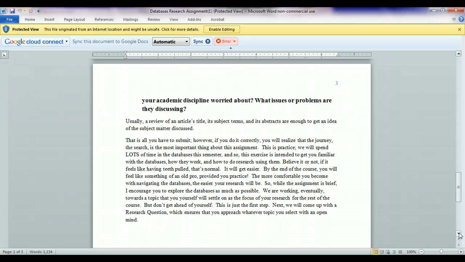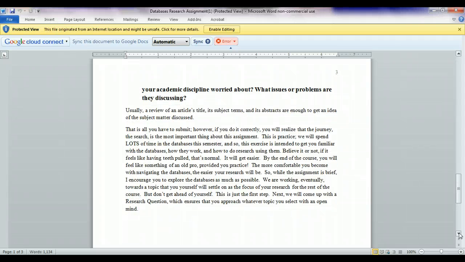We are working eventually towards a topic that you yourself will settle on as the focus for your research for the rest of the course. But don't get ahead of yourself. This is just the first step. Next, we will come up with a research question which ensures that you approach whatever topic you select with an open mind.